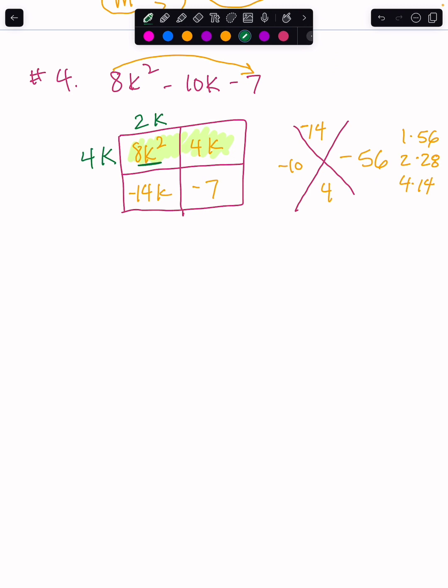There's that part so far. And then we've got to do 4K times something gives us 4K. That's a positive 1. Now that we're here, I want to say 2K times what number is negative 14K? Or I can say 1 times what number is negative 7? That number is negative 7. So now I have my factors.